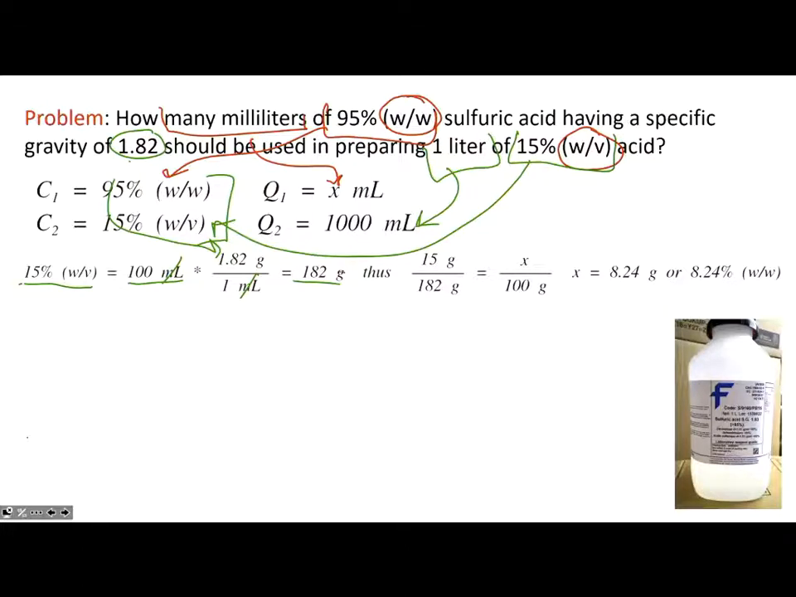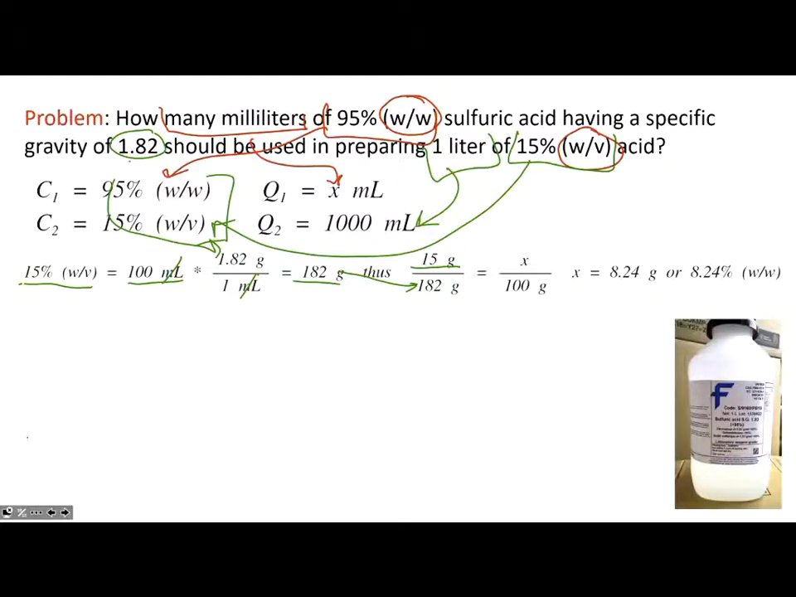So let's reset up that ratio. We said that 182 grams represents the weight of 100 mils, and we know that there was 15 grams of sulfuric acid because it was a 15% weight per volume. So again, now we've got a 15% weight. We have 15 grams per that weight of 182.